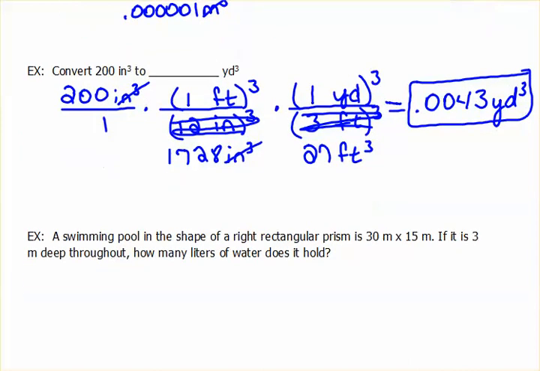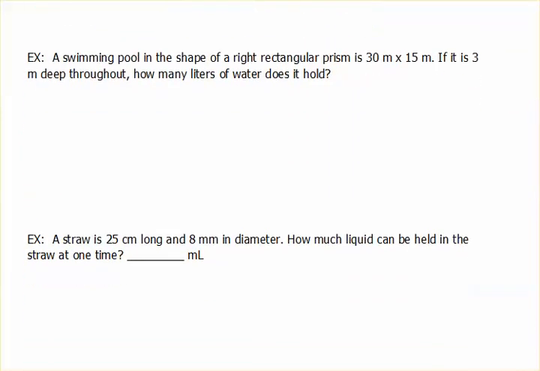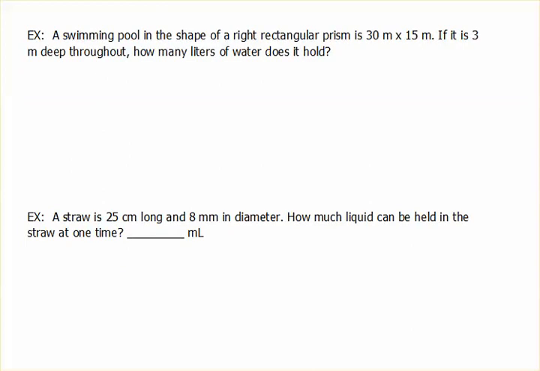Alright, let's do some fun ones. Some word problems. Those are always a lot of fun. This one says a swimming pool in the shape of a right rectangular prism, so it would mean like a box, is 30 meters by 15 meters. If it is 3 meters deep throughout, how many liters of water does it hold?